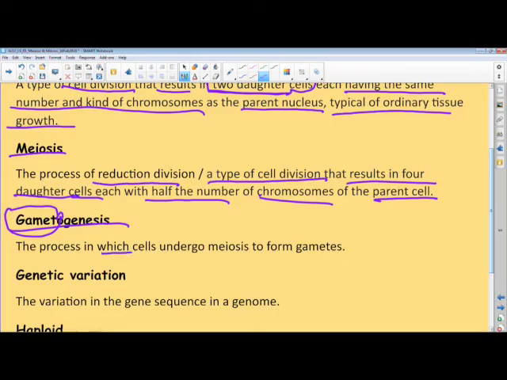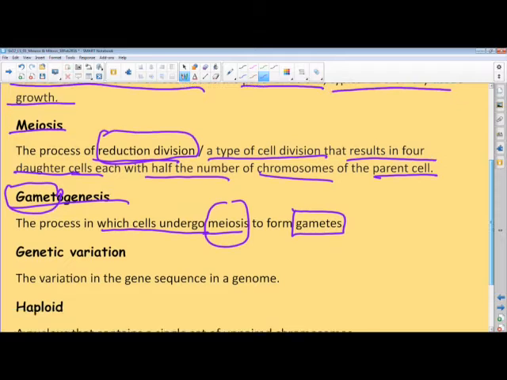So if you have a look at the process in which cells undergo meiosis to form gametes. Now, hold on. Now I've used meiosis in the sentence, okay? And remember, meiosis is reduction division. So we're going smaller. Don't worry, it's not that difficult. I promise you, I'll explain it in big detail, okay?